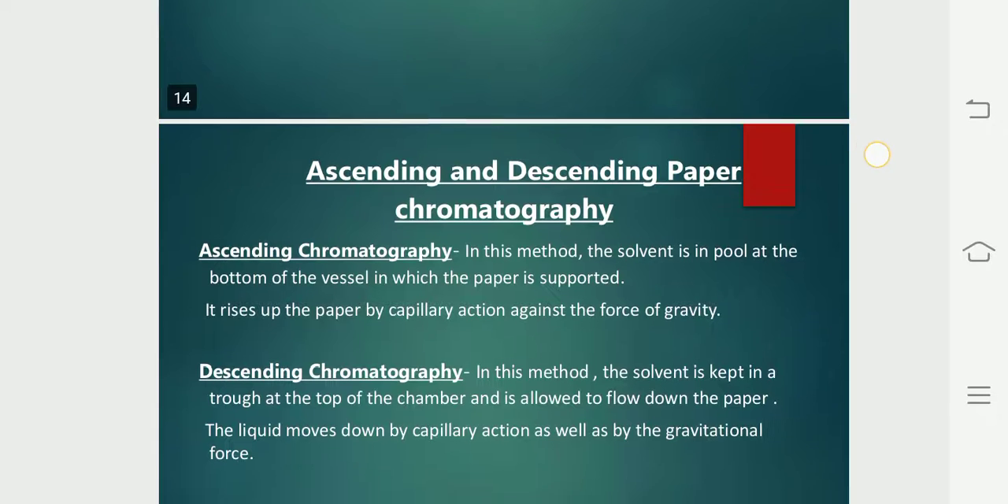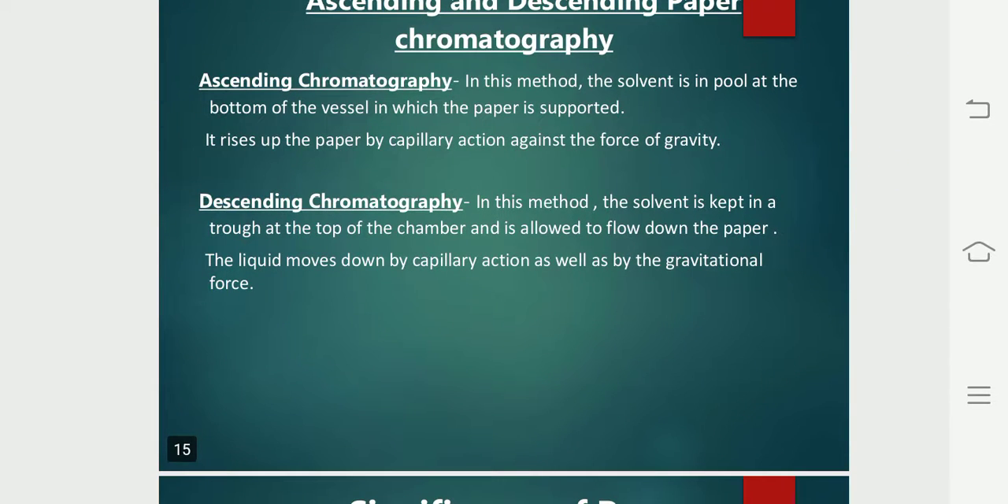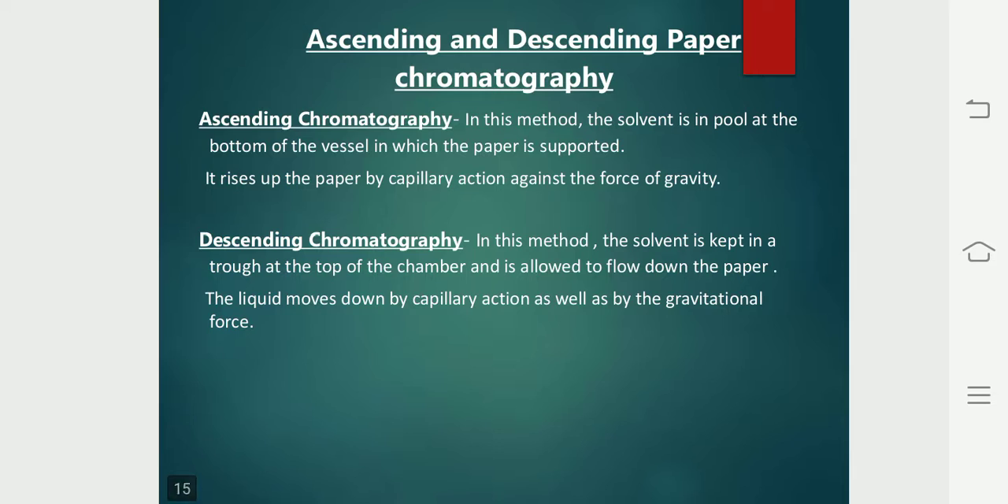In descending chromatography, the solvent is placed at the top of the chamber, and the paper hangs down from it. Here the liquid moves by capillary action as well as gravitational force. The gravitational force is required to move the sample solution or the mobile phase. So, in ascending chromatography, the solvent pool is placed at the bottom of the vessel, and in descending chromatography, the solvent is placed at the top of the chromatography chamber.